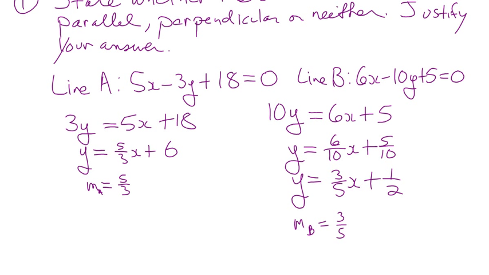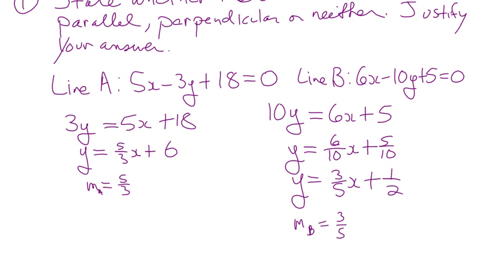Okay. So, if they were parallel, what would happen? They'd be the same. If they're perpendicular, how would we recognize it? Negative reciprocal. So they are reciprocals, but they're not negative reciprocals, right? For perpendicular lines, if you multiply the slopes together, you get negative 1, since they're negative reciprocals.